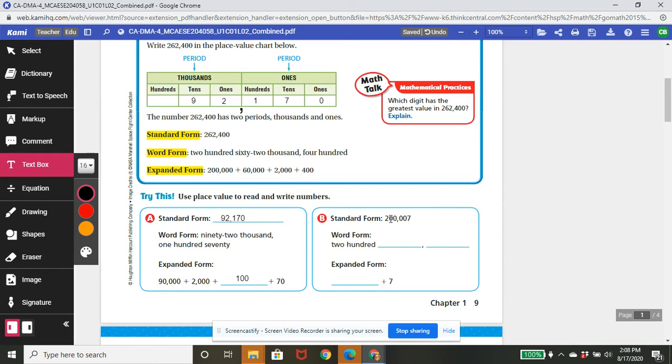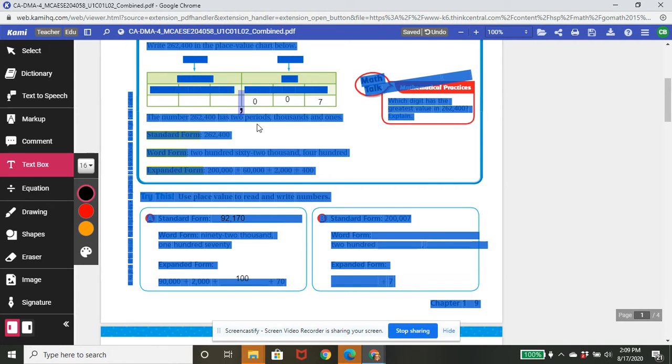So let's try this example, okay? They have it written in standard form, 200,007. Okay? So if it would help you to read this out to put it into the place value chart, let's go ahead and do that. Okay? It helps me read it out as well. So I'll start on the right. The 7 goes in the ones place. The next digit is a 0. The next digit is a 0. The next digit is a 0.